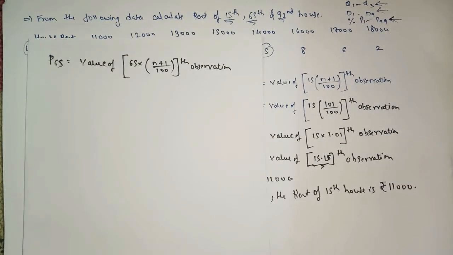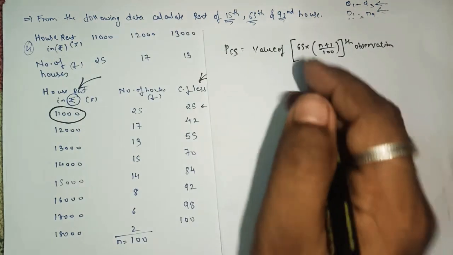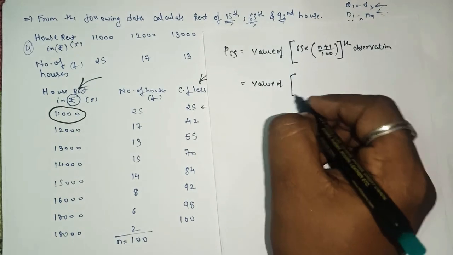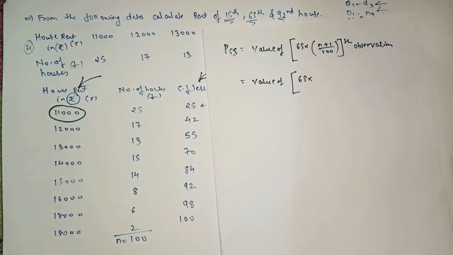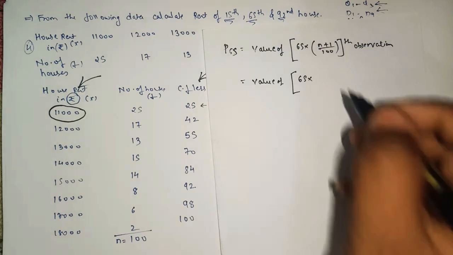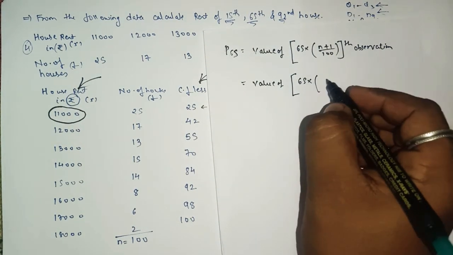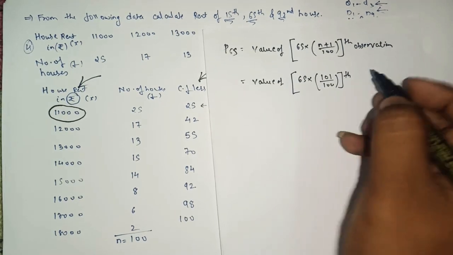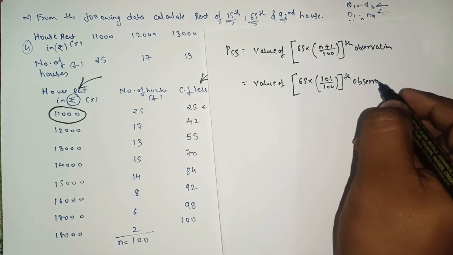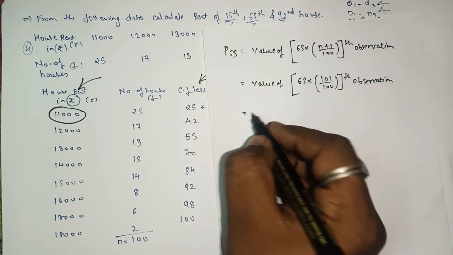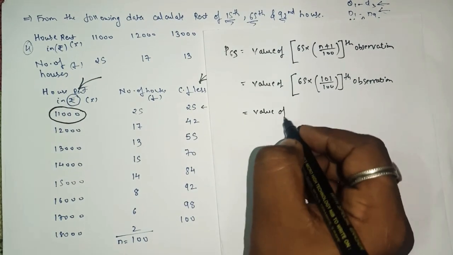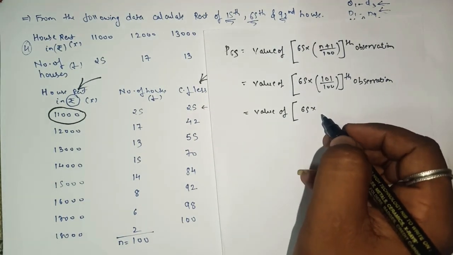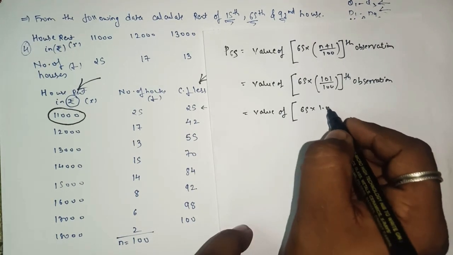Okay, the next value of 65 into, in place of n you will write 100. So 100 plus 1 will be 101 upon 100. Yes or no? th observation. So the value of 65 into this will be 1.01, yes or no?